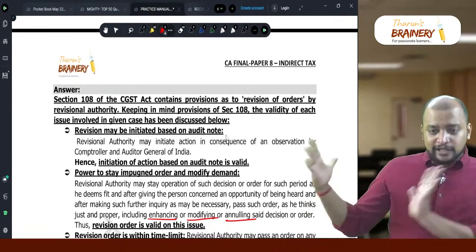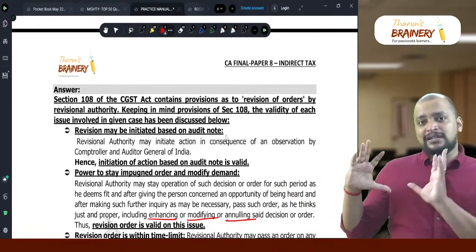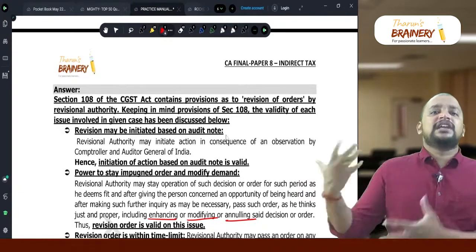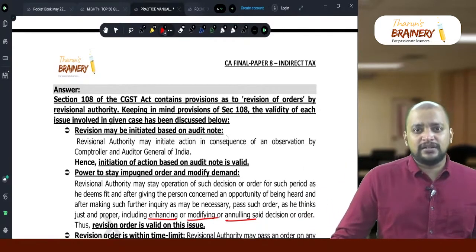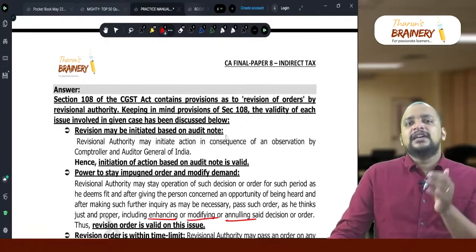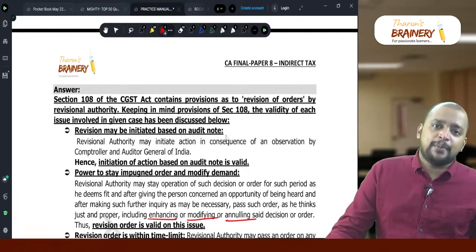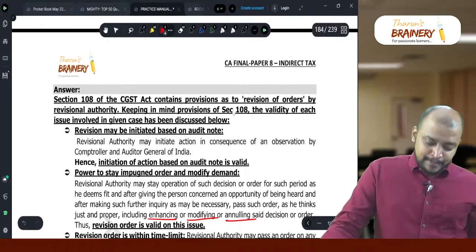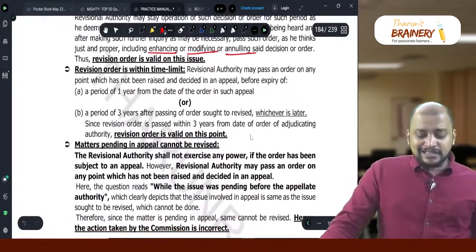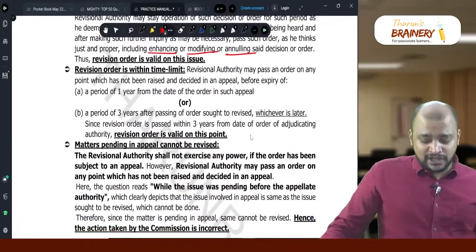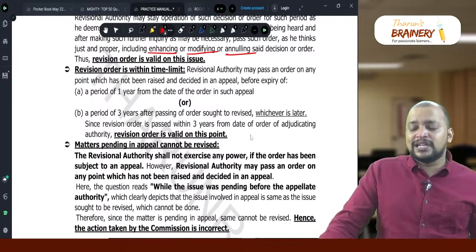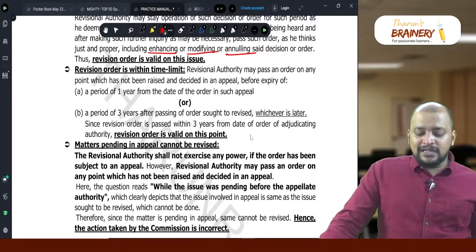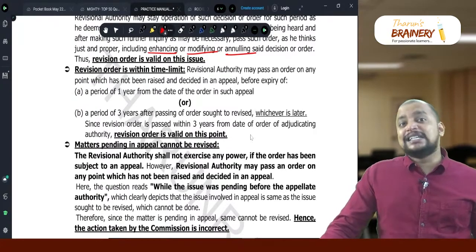These are separate officers, usually at the commissioner level. The revision authority is appointed at the cadre of commissioner. Now, what is the time limit within which they will do the revision? 1 year from the date of order in such appeal, or 3 years from the adjudication order, whichever is later.